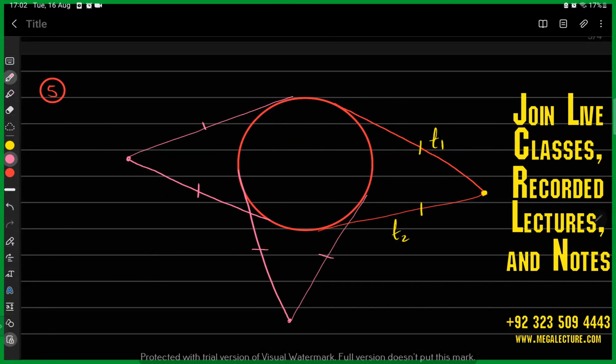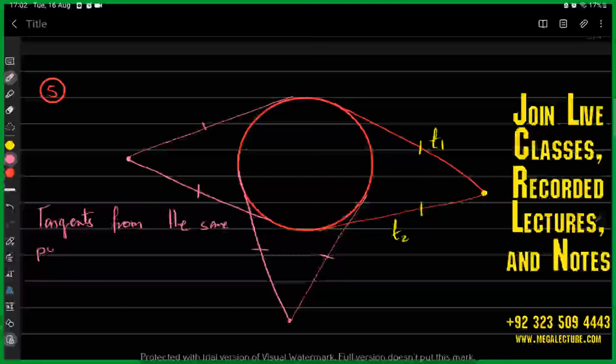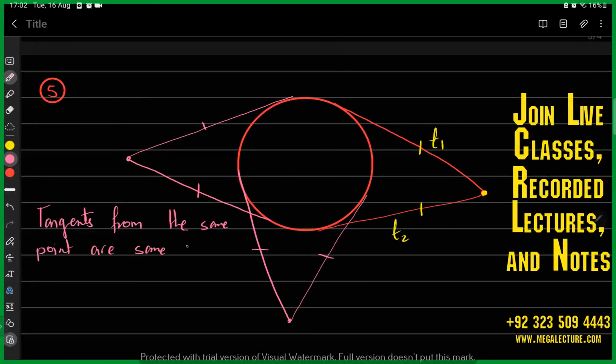So I'll write it down. The property says tangents from the same point are the same in length. So what is the fifth property? You have a circle, you have a point, you have two tangent lines. Both the tangent lines are coming from the same point, so the two lengths are going to be the same.